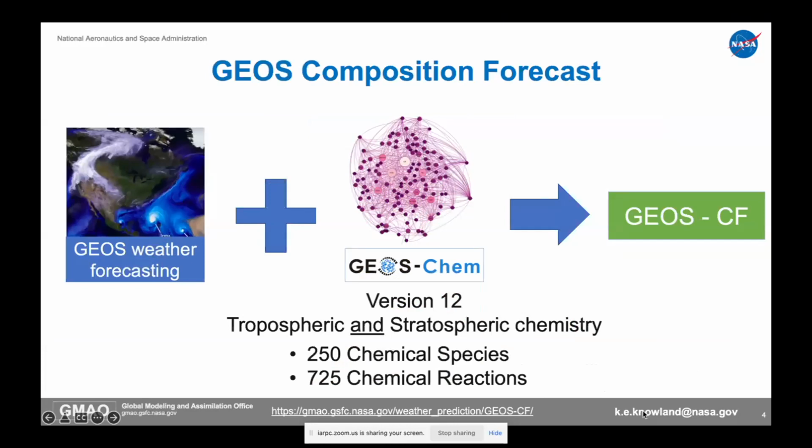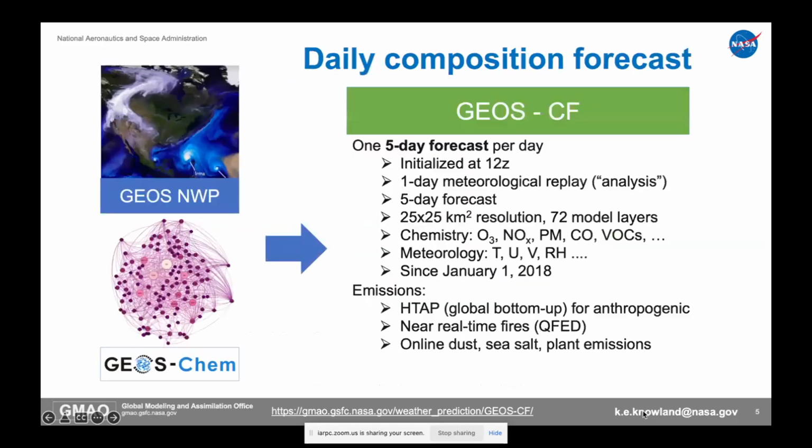And how we do this is we take our GEOS weather forecasting system, which is used to support NASA satellite missions and field campaigns. Some of you may be familiar with the ARCTAS campaign, so the GEOS model was supporting that mission. And we couple that with the GEOS-Chem chemistry model, which is full tropospheric and stratospheric chemistry. And so the GEOS-CF is run once per day. It starts in the early afternoon, so pretty much right now I think it's getting kicked off.